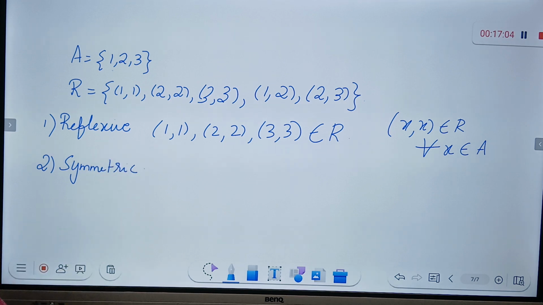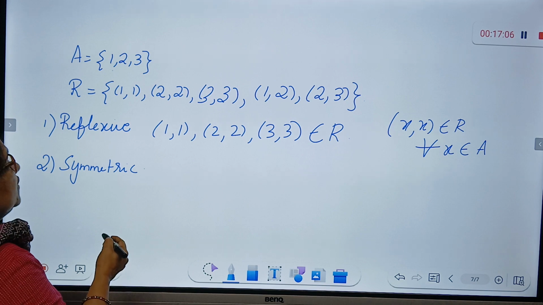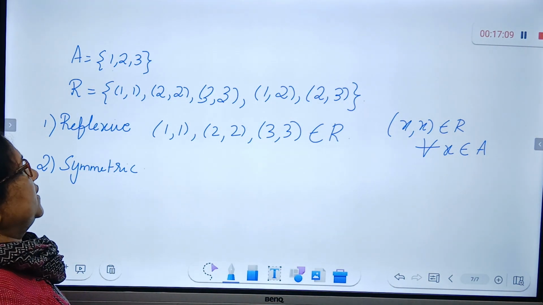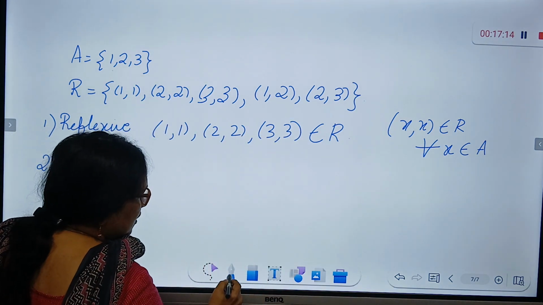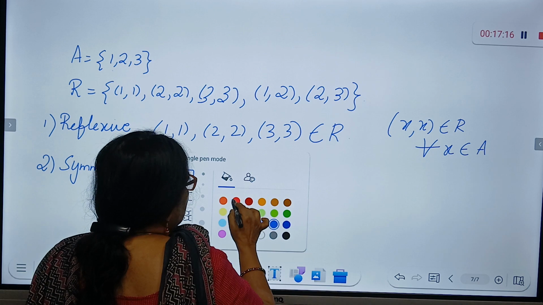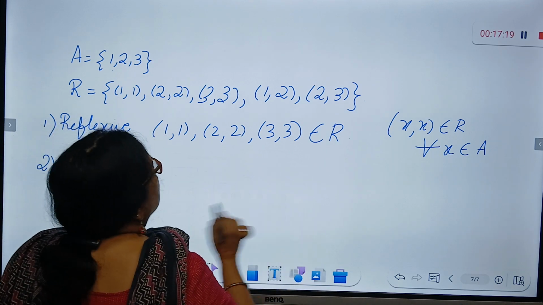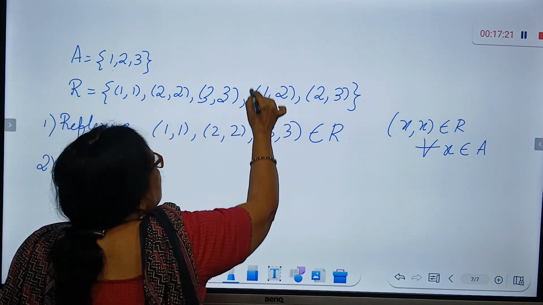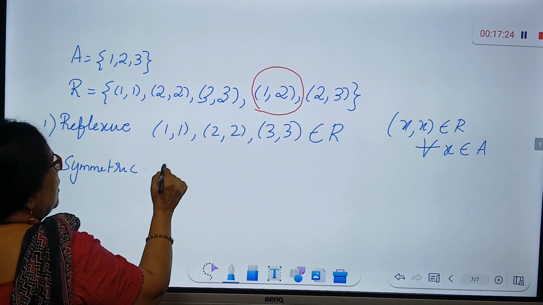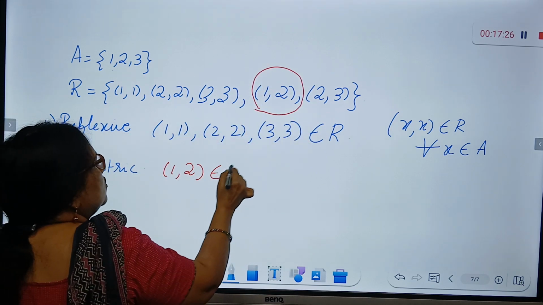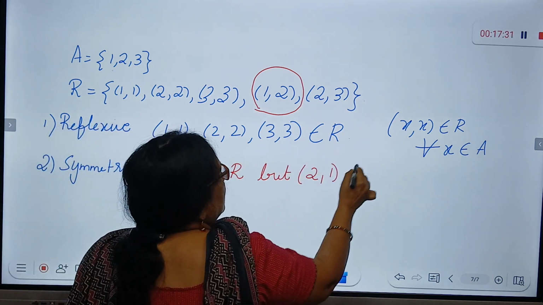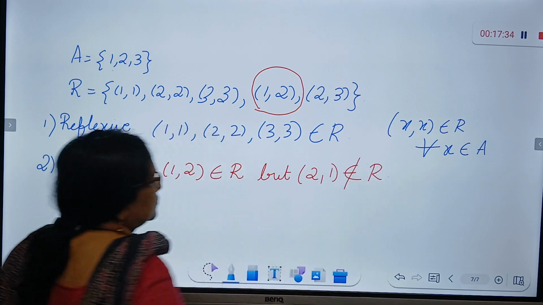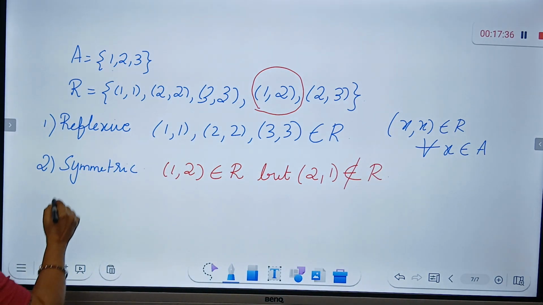So, what is the question we are asking? If x is related to y, what is the definition? Y should also be related to x. Now, you have to look at this relation. Okay, let me use another color, then I can show the difference. So, if you look here, (1, 2) belongs to R, but (2, 1) does not belong to R. Therefore, it is not a symmetric relation.